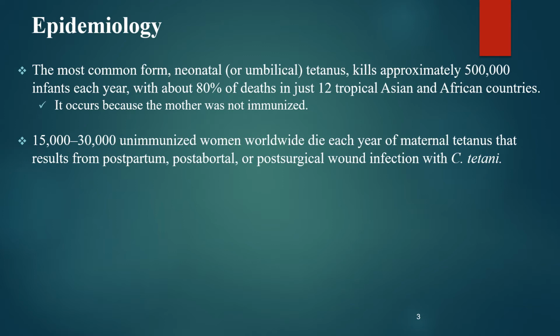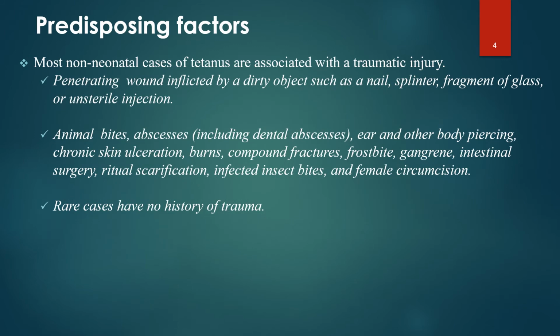wound infection with Clostridium. When we look at predisposing factors for tetanus, most non-neonatal cases are associated with a traumatic injury, such as a penetrating wound inflicted by dirty objects, animal bites, abscess, ear or body piercing, chronic skin ulceration, burns, female circumcision, ritual scarification, and also rare cases with no history of trauma.